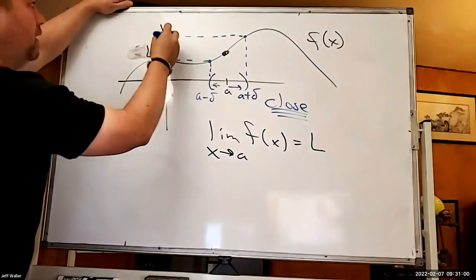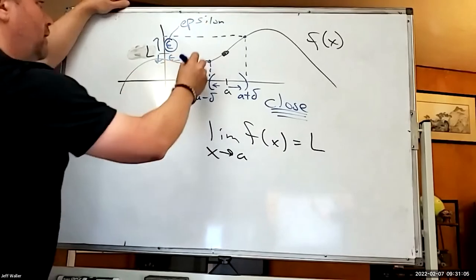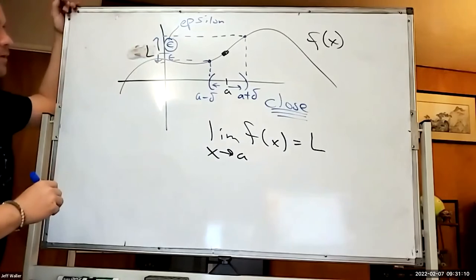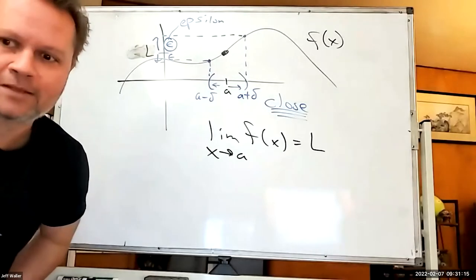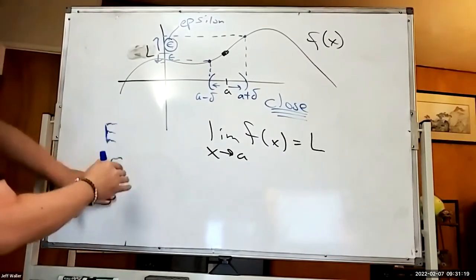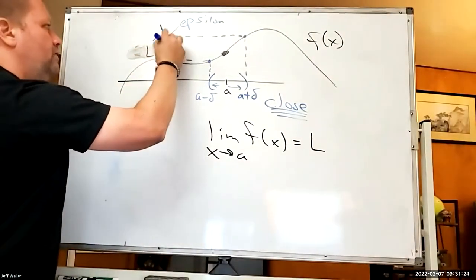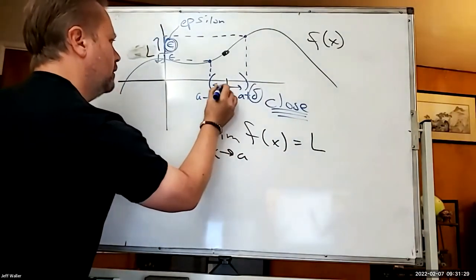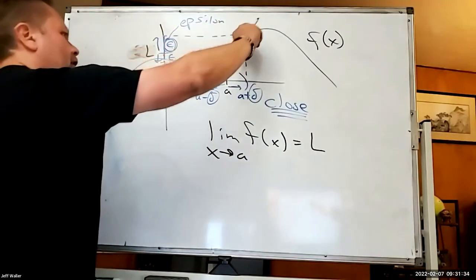I want you to be, and this, by the way, this is epsilon. It's a little like a C with a line in the middle. It looks like an E that's just feeling very relaxed. All right. So if somebody wants me to be this close to L, I can always figure out a delta so that this is always that close to L, at least.